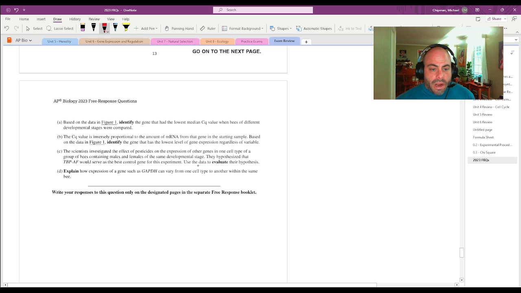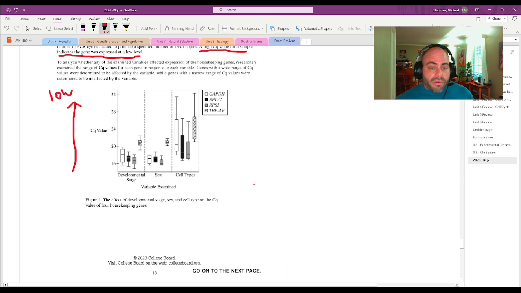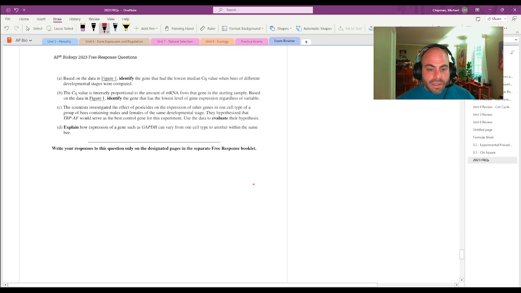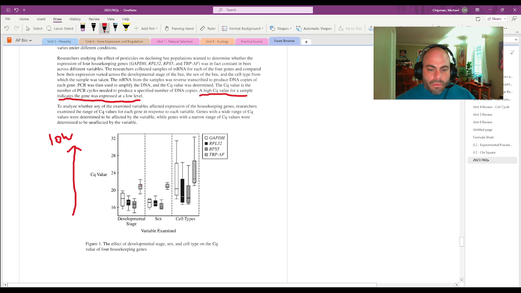So their hypothesis, that would be good. I would evaluate their hypothesis. Their hypothesis is sound because TBPAF has a significantly different CQ value than the other three genes that are being measured. And that would be my final answer there. Hopefully that makes sense. This one's really graph heavy.